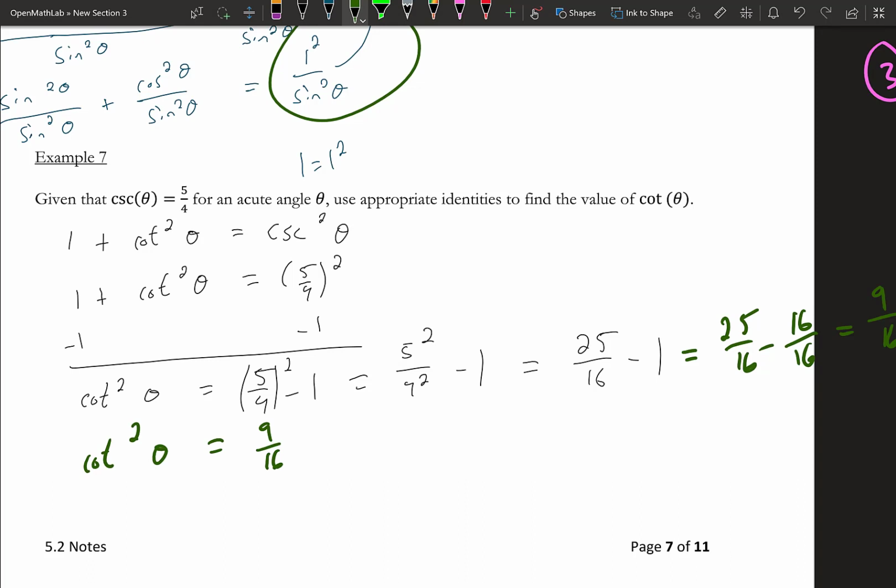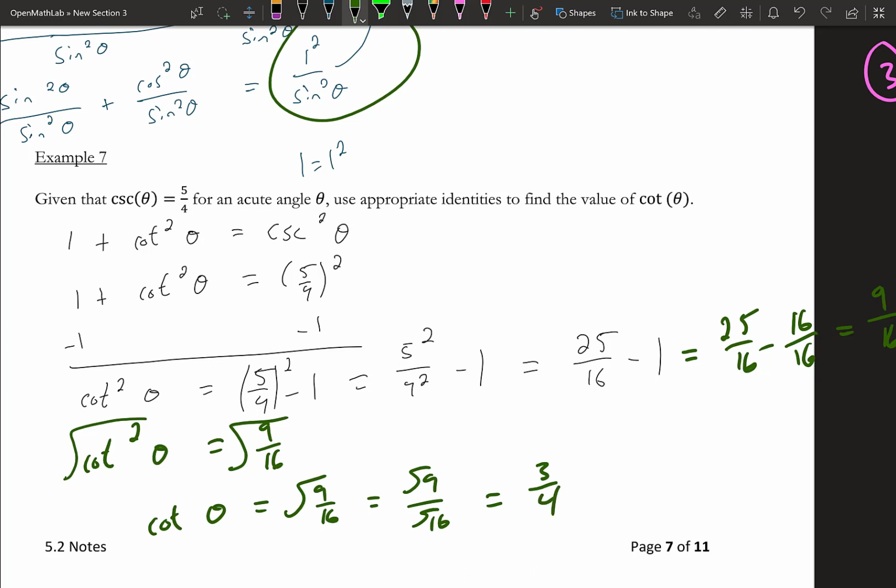So then in order to get cotangent theta by itself, right? We need to take the square root of both sides. So we end up with cotangent of theta equals square root of 9/16, which is equal to radical 9 over radical 16, which equals 3/4, right? Radical 9 is 3, and radical 16 is 4, right? And that would, if you want a decimal, is 0.75. Right?